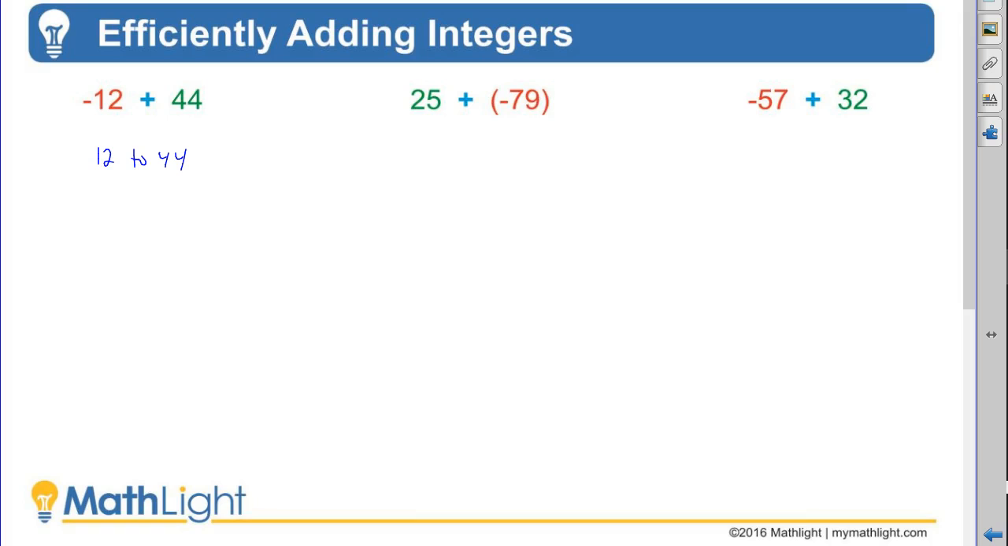And you do all this in your head. You wouldn't need to write that. So 12, 22, 32, 42, 43, 44. That is 32. And again, there are more positives than negatives, so the solution is positive.